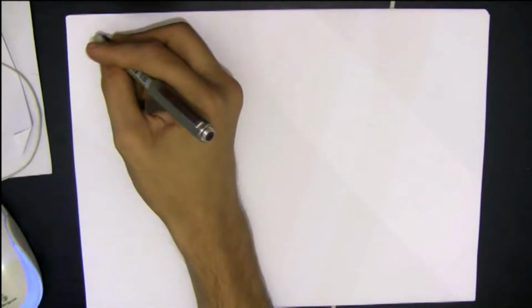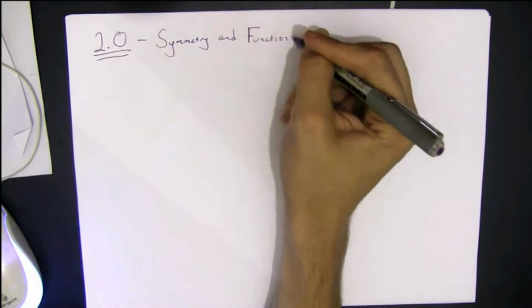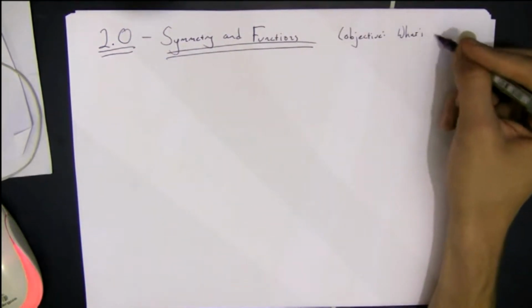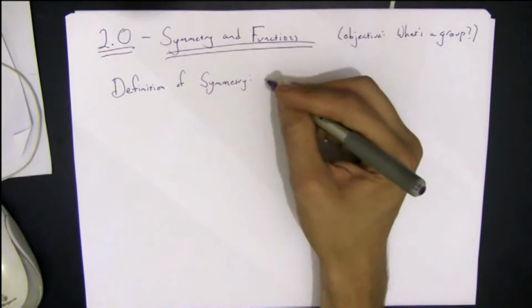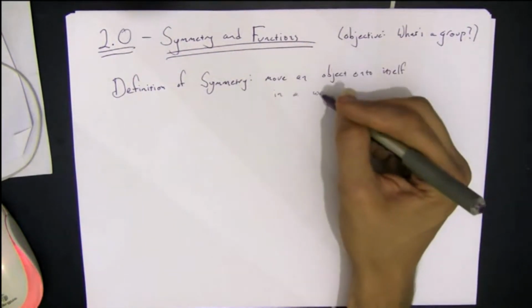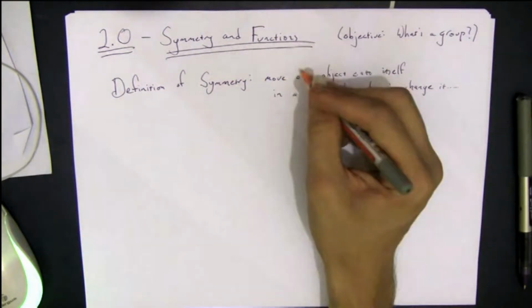All right, so this time we're going to talk about symmetry in functions. In particular, we're going to be trying to get at what is a group? What's a group about? So let's remember what a symmetry is. It's kind of a way of moving a thing back onto itself in a way that doesn't change the thing, so that the thing is then invariant under that transformation.